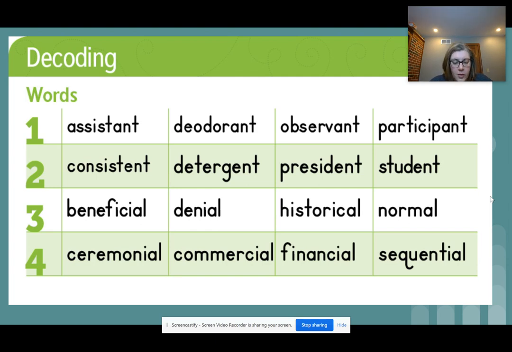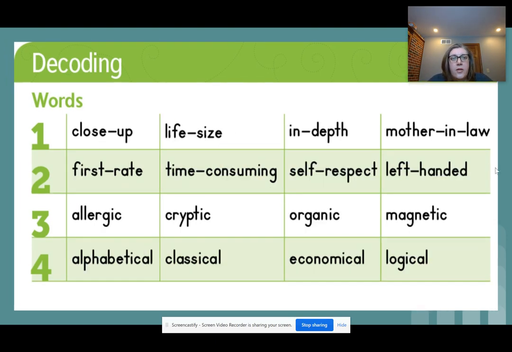In lines 3 and 4, we have the suffixes AL and IAL. Keep in mind that those mean having the characteristics of. So we can take that and apply it to the root. For example, with historical, having the characteristics of relating to history, or normal, having the characteristics of being a norm, a cultural norm. Okay, let's go ahead and get into lesson 2.